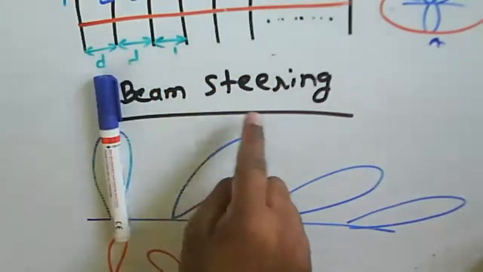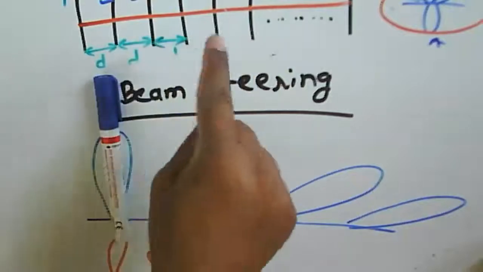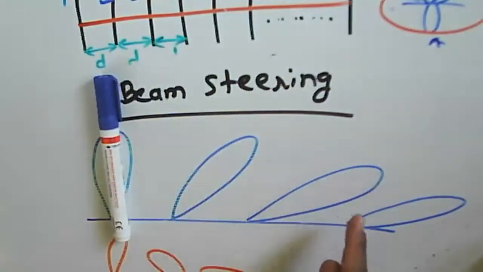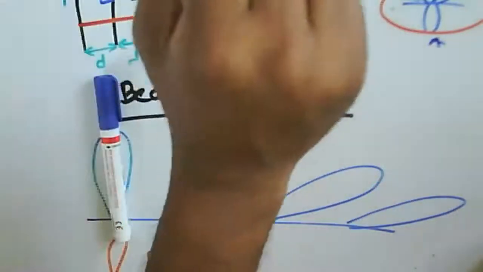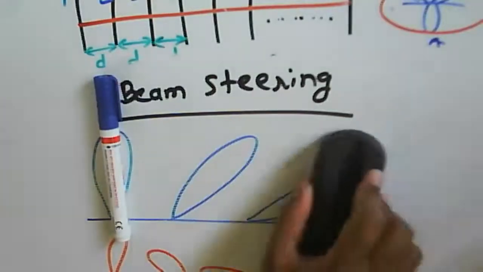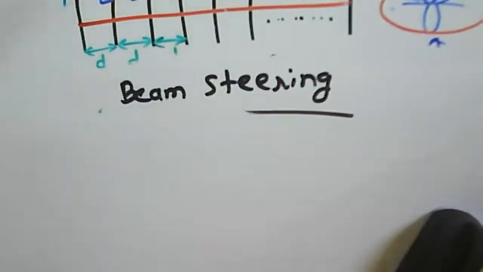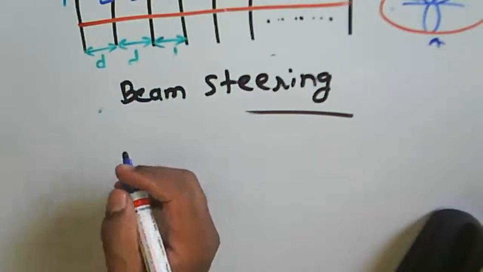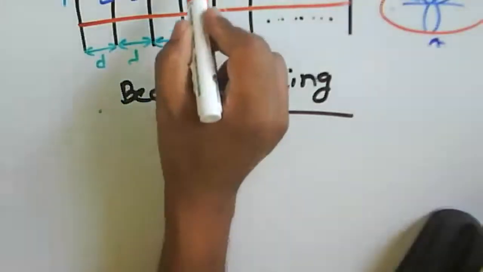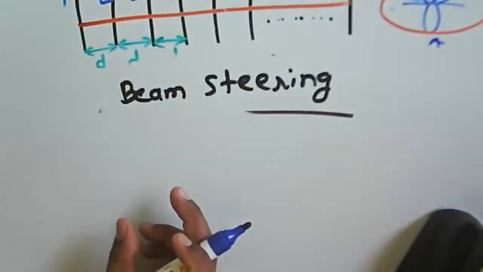What is necessary for steering? If we vary the phase applied to each and every element, then the direction of the beam will be changing. So we need to consider what phase we are applying to each and every element. In that case, the direction of the main beam is at an angle, whatever theta we consider.